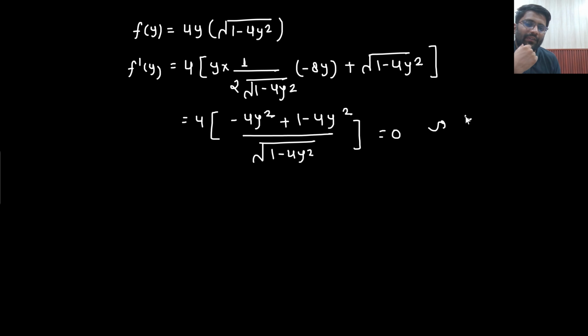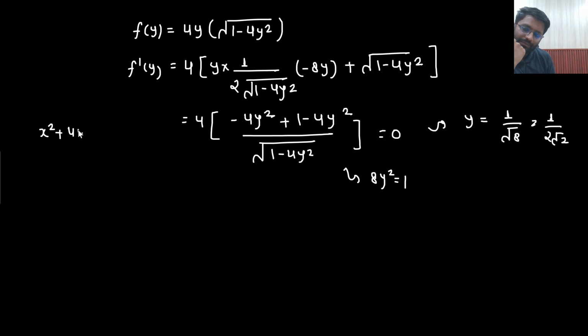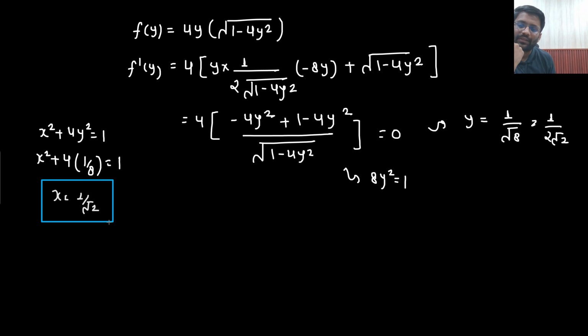So from here, what is the value of y we are getting? This will become 8y square equals to 1. So the value of y we are getting is 1 by under root 8, so 1 by 2 under root 2. Okay, so x square plus 4y square equals to 1. x square plus 4, what is y square? That is 1 by 8. That equals to 1. So x is 1 by under root 2 and y is 1 by 2 under root 2.